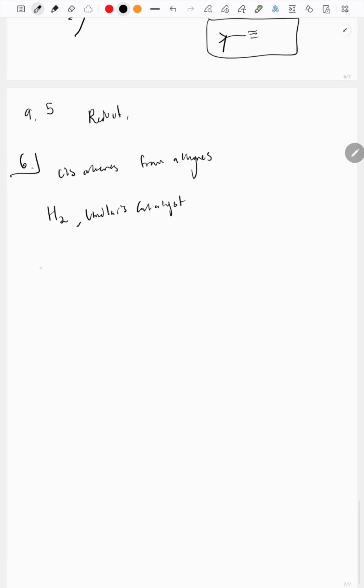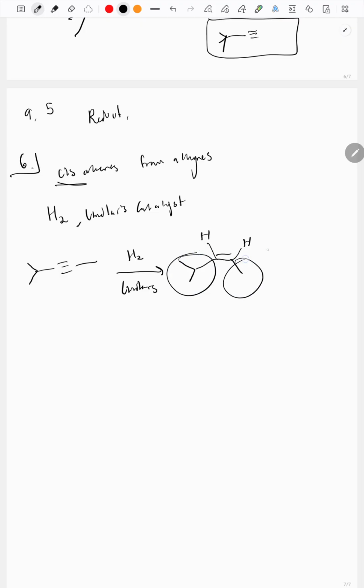So it should look like this in practice. If we had something that looks like this, and if we used H2 and Lindlar's, we would get something like this. Notice we're talking about cis. Basically, it just means that both R groups are facing the same side, and so the rest should be hydrogens pointing away. Cis just means both R groups on the same side, and we could do this with H2 and Lindlar's catalyst.